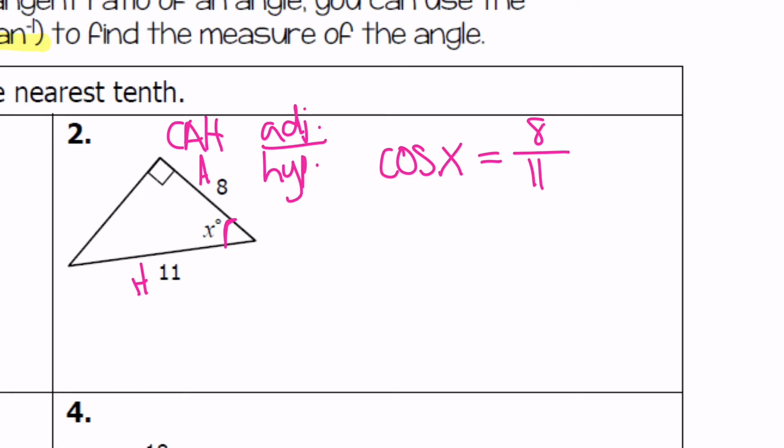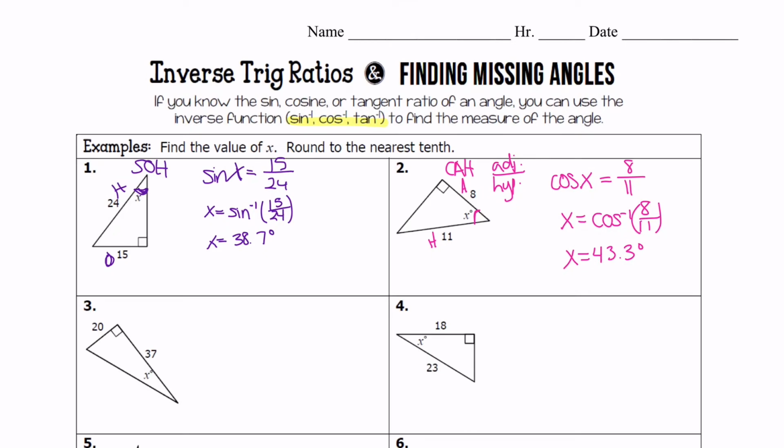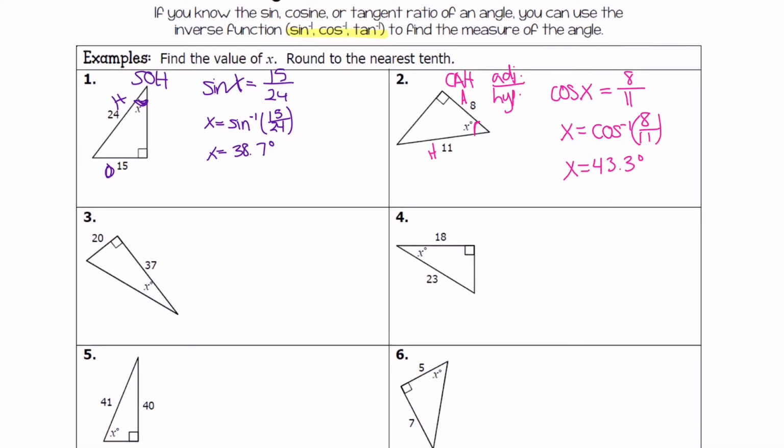So to find x, I use my inverse cosine function of 8 over 11, just like that. And then all I do is put that in my calculator. You should end up with x equals 43.3 degrees. And again, we're rounding to the nearest tenth based on the directions here, so make sure you're rounding to the nearest tenth. And that's all you do to find the missing angle when you're given two sides of a right triangle.